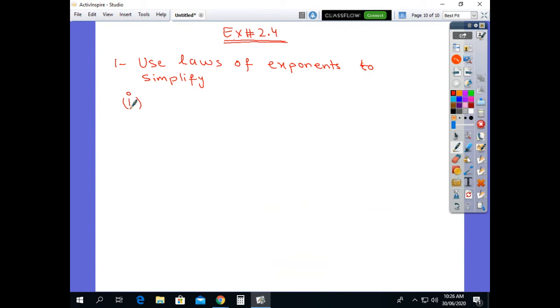The first part is 243 raised to power negative 2 by 3, 32 raised to power negative 1 by 5, and 196 raised to power negative 1.